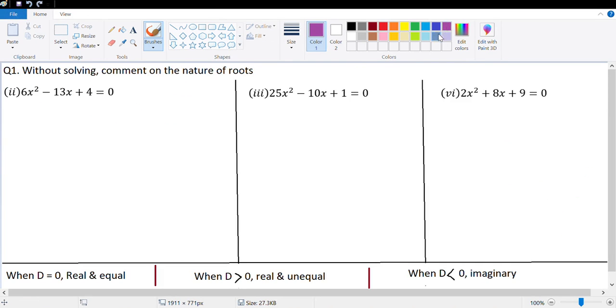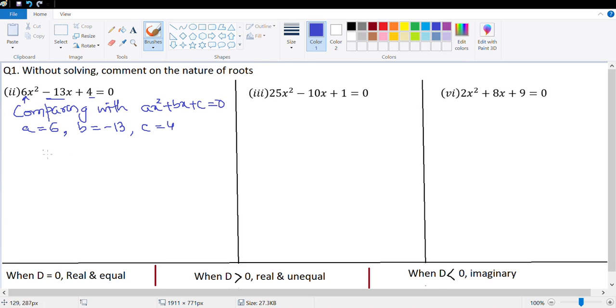So let's look at question number 1, part 2. It says without solving, comment on the nature of roots. So we'll again have to look at the discriminant d and see what the value of the discriminant is. So how would you write the answer? Comparing with ax squared plus bx plus c is equal to 0, I get the value of a as 6, b as negative 13 and c as 4.